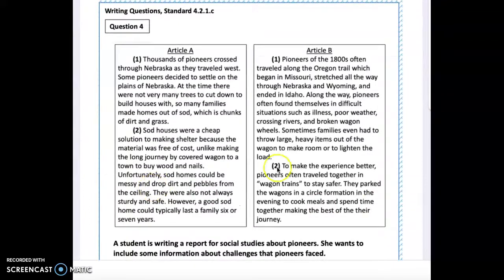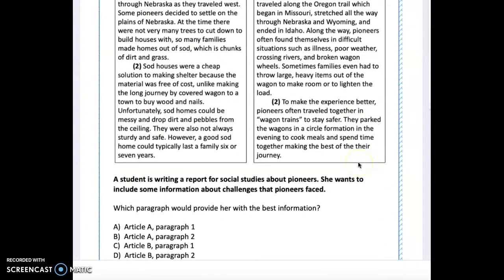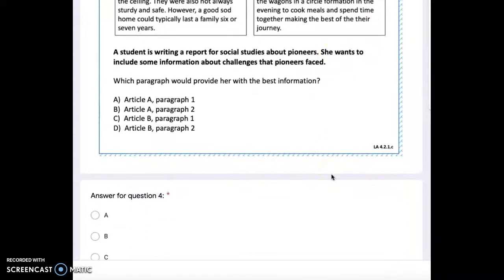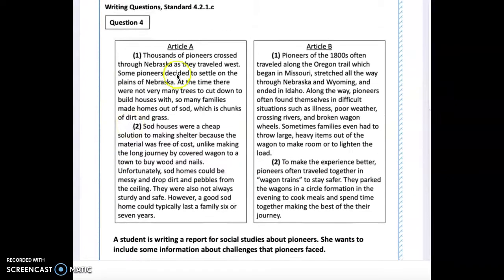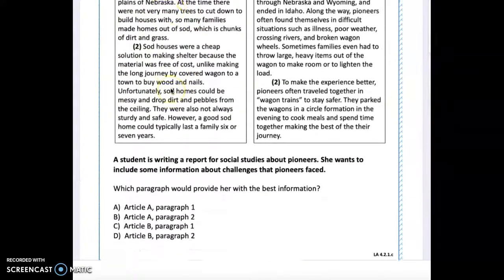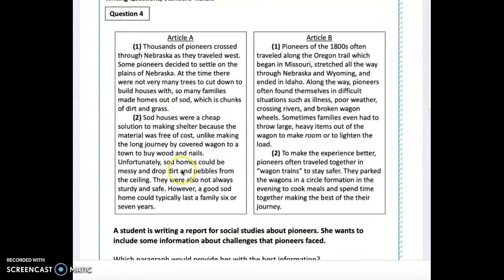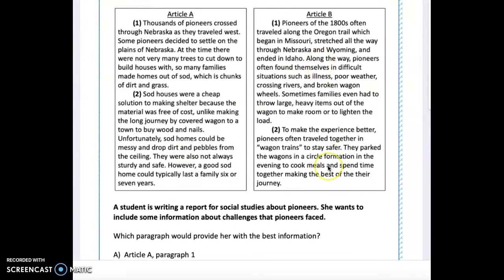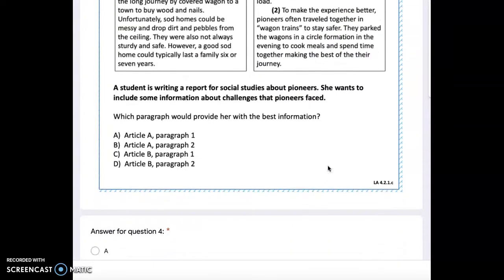Here you're going to have 2 articles, and she wants to include some information. Which paragraph would provide her with the best information? Article A, paragraph 1, Article A, paragraph 2, Article B, paragraph 1, or Article B, paragraph 2.